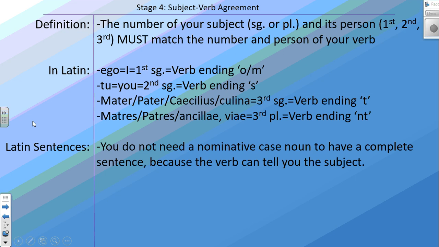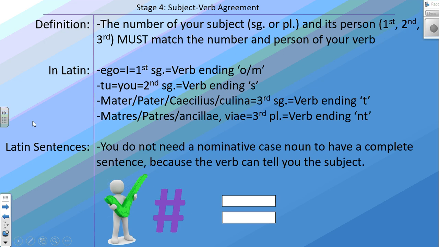Because in Latin sentences, you don't need a nominative case noun to have a complete sentence. The verb can tell you the subject. Now, you have to have a subject. All sentences, to be a complete sentence, must have a subject and a verb. But in Latin, you don't necessarily have to write out the subject because you can get the subject from your verb ending. So the takeaway from this, person and number of your noun, of your subject, must equal the person and number of your verb.